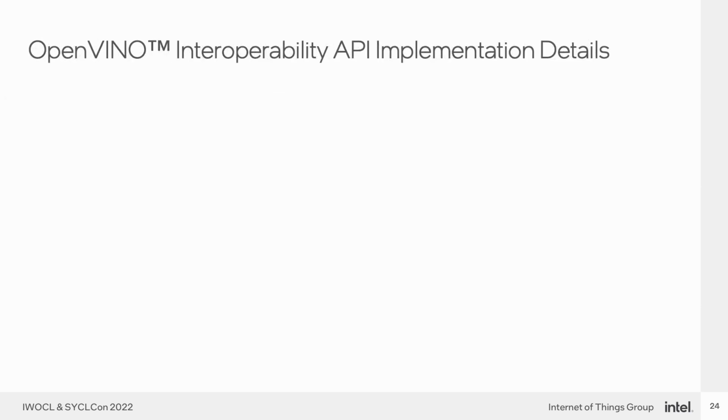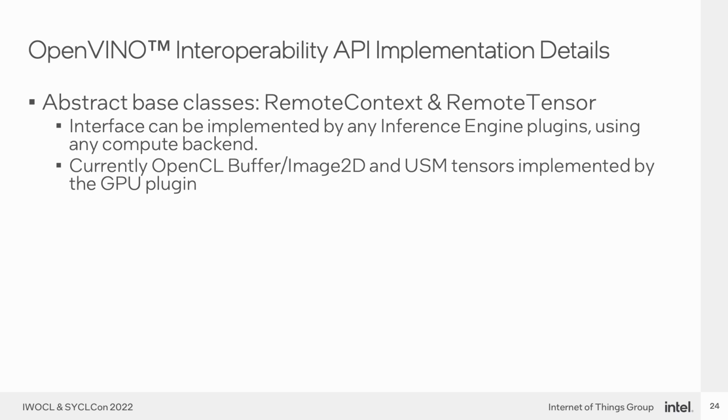In closing, I'd like to spend a few minutes touching on the design and implementation of OpenVINO's Interoperability API, in the hope that this can help other API developers to create their own interop with SYCL. The remote context and remote tensor classes are abstract base classes that were intentionally kept very generic, independent of the OpenVINO runtime plugin or the compute backend it is using.